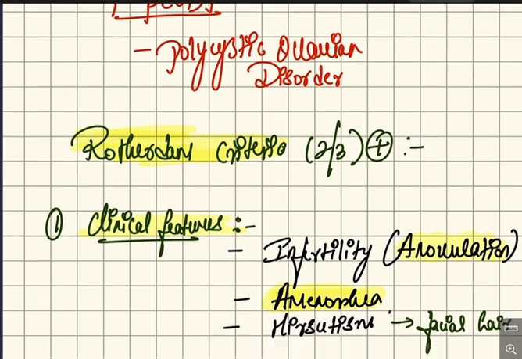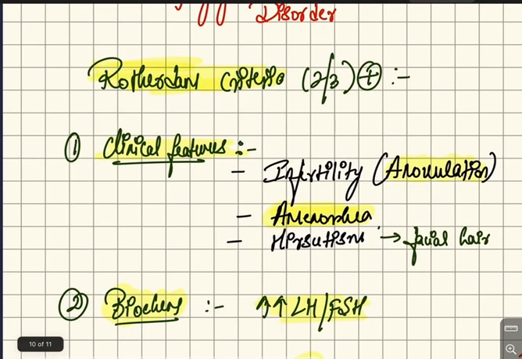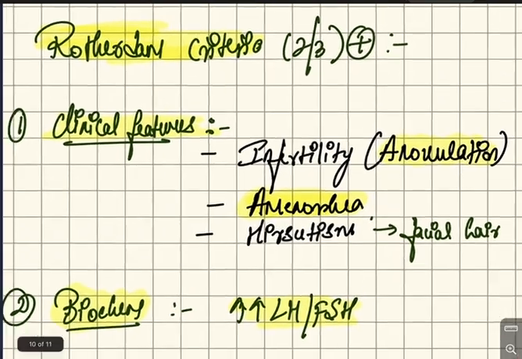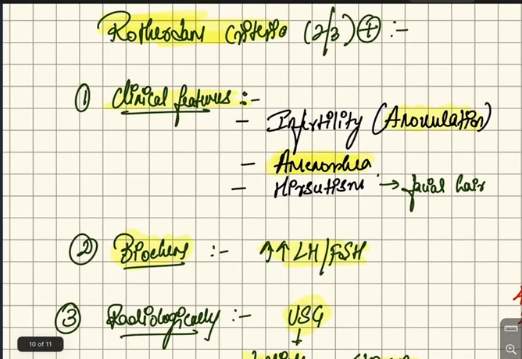What are those features? First clinical feature, if the patient comes with a history of amenorrhea or a history of irregular cycles. So if a woman in the reproductive age group comes with a history of irregular cycles, 30 days or 50 days once, we have to think about PCOD. Second, infertility. Because in PCOD there is no proper ovulation happening, anovulation is most common and infertility is one of the main reasons. PCOD is the main reason for infertility.